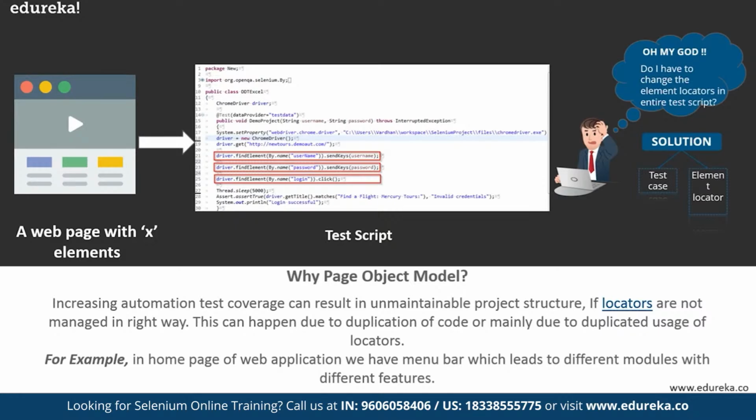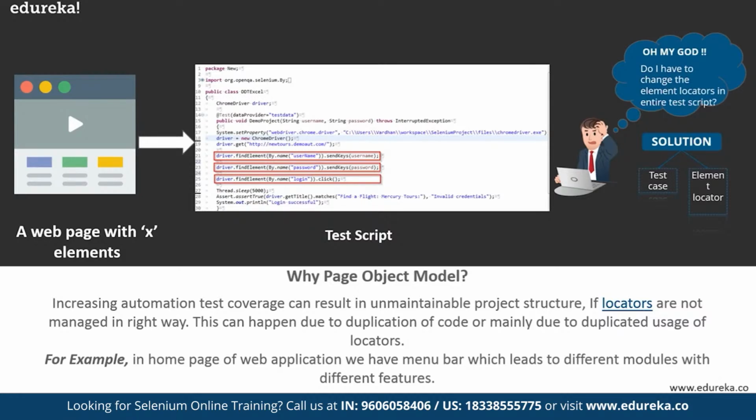For example, in home page of web application, we have menu bar which leads to different modules with different features. And many automation test cases would be clicking through these menu buttons to execute specific tests. Imagine that UI is changed or revamped and the menu buttons are relocated to different positions in home page, and this will result in automation tests failing. Automated test cases will fail as scripts will not be able to find particular element locators to perform action.